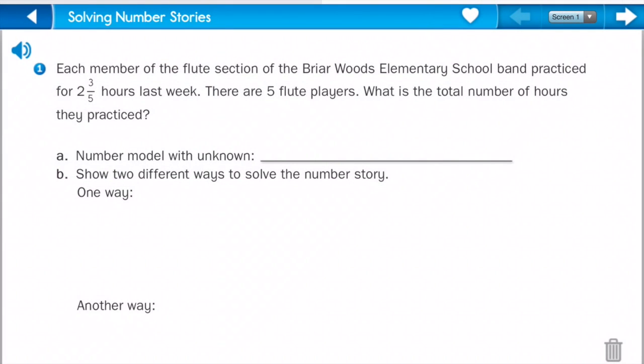Good morning. Today we're going to be solving some number stories. We are going to be multiplying mixed numbers by whole numbers.